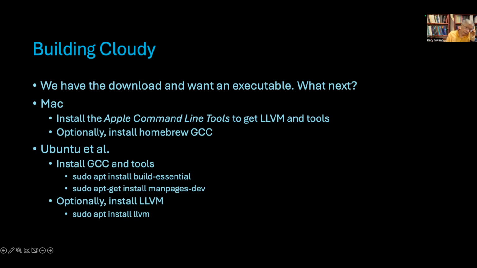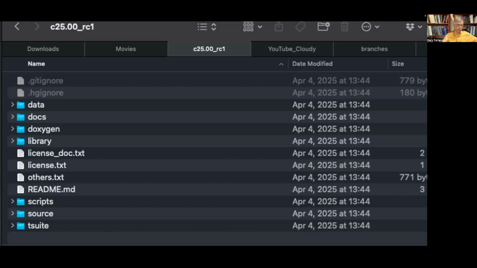And I'm going to use the Apple command line tools to get a copy of the compiler LLVM together with the associated tools. So you can download this, Google on install Apple command line tools, and you'll find lots of help. And if you're on Ubuntu, you can use LLVM or GCC. On Mac, you can also use GCC if you install it with Homebrew. So now we've got two compilers available, and we've installed one of them on our computer.